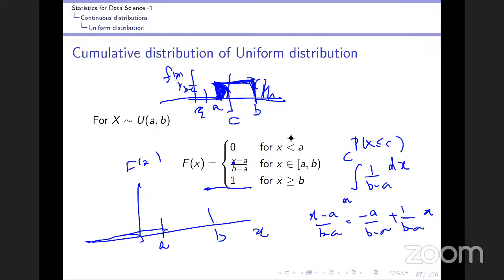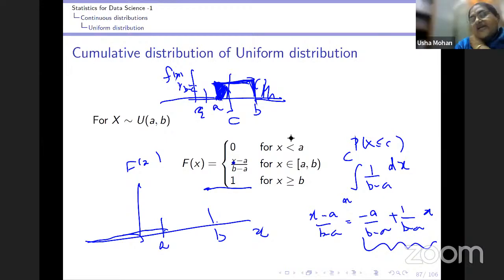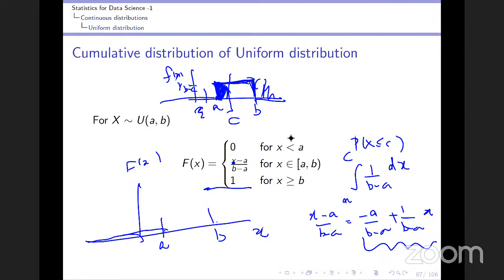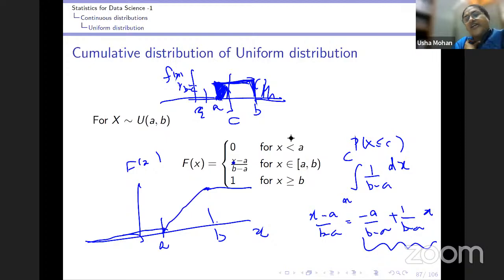Now, can you recognize this? Minus a by b minus a plus 1 by b minus a into x. Straight line. Straight line equation, mx plus c. So this is a straight line. It is continuous. Agreed?